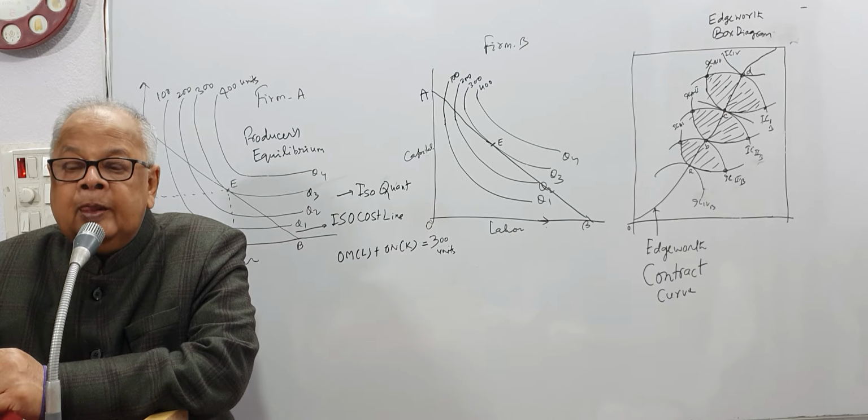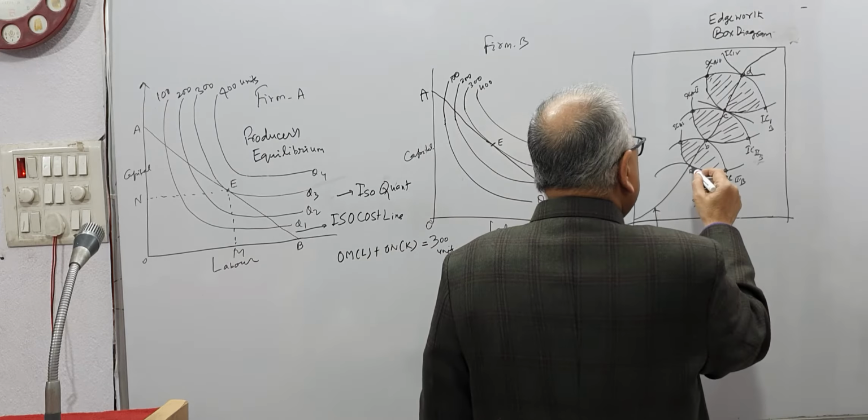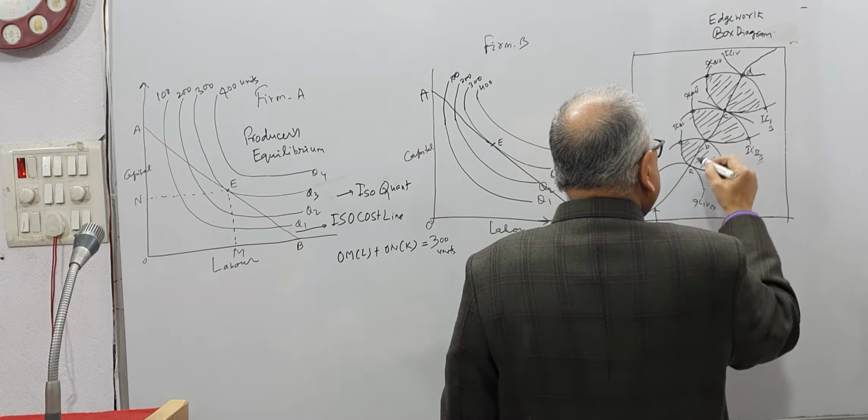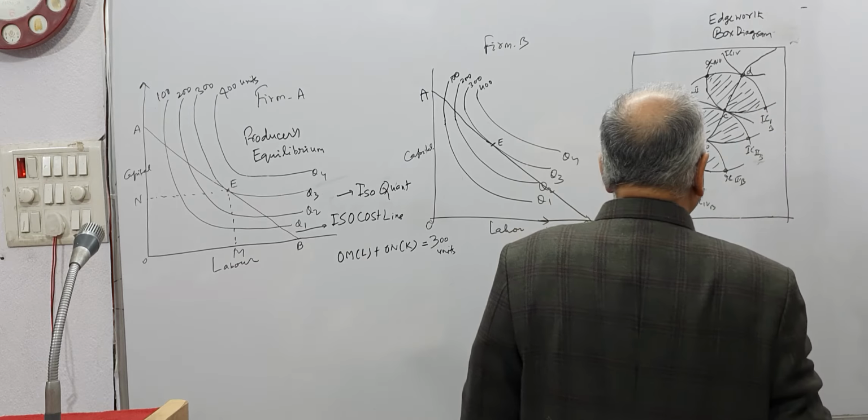There is no chance of any substitution of labor for capital and capital for labor in this condition. So this is the case. Now look here, this is intersection. This is intersection. This is intersection.